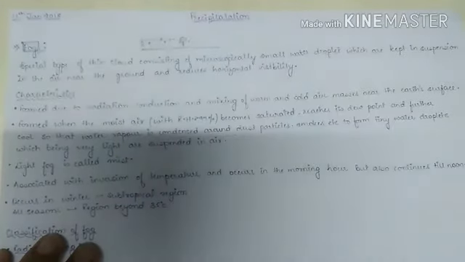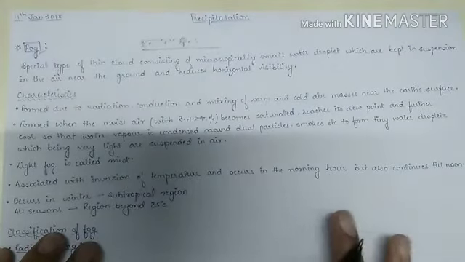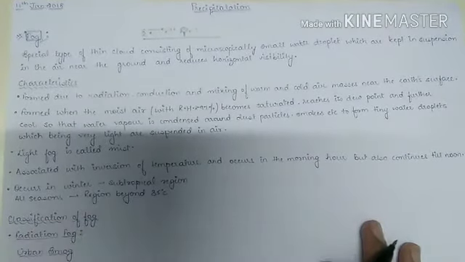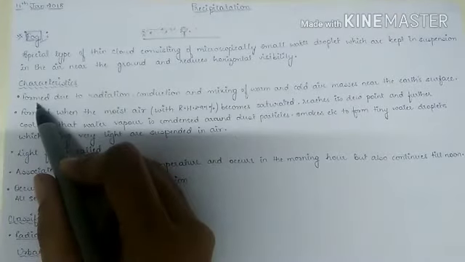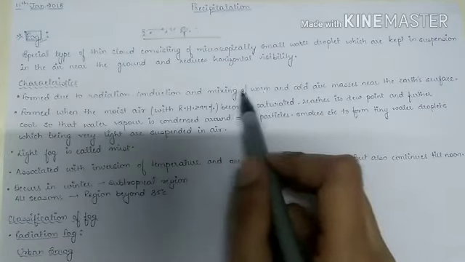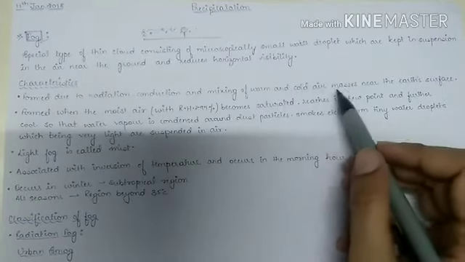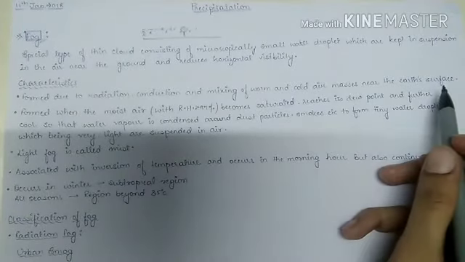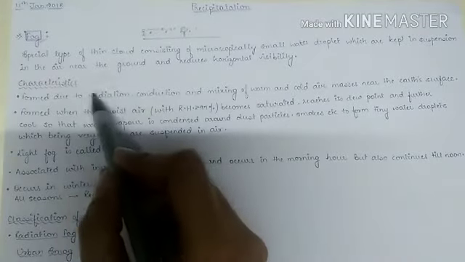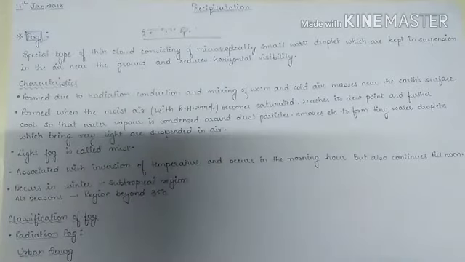Now, what are the basic characteristics of fog? So the first basic characteristic is, it is formed due to radiation, conduction and mixing of warm and cold air masses near the earth's surface. So how they are formed? By radiation, conduction, that we will study later.